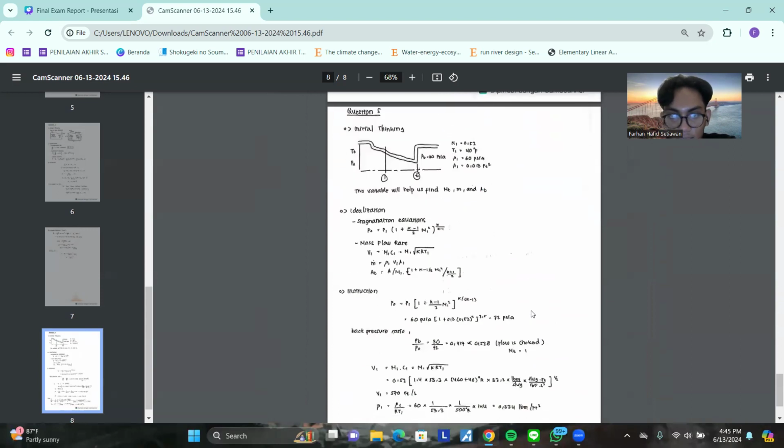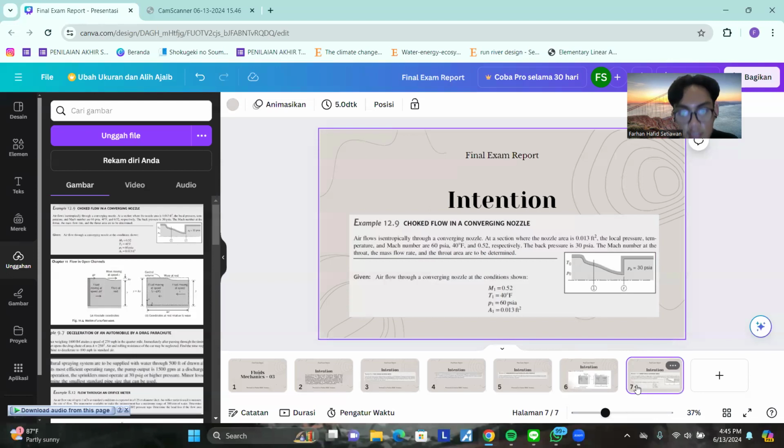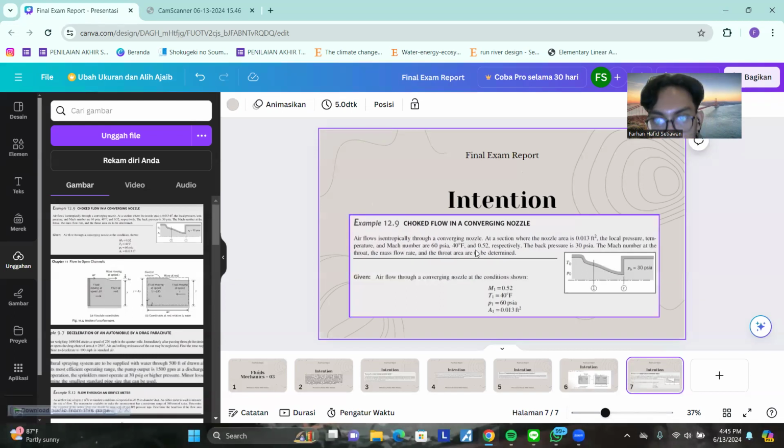So lastly, from question 5, the intention of this question says we determine the choked flow in converging nozzles. As we know, air flows through the converging nozzle. At a section, the nozzle area is 0.013 square feet. The local pressure, temperature, and Mach number are 60 psi, 40 degrees Fahrenheit, and 0.52 respectively. The back pressure is 30 psi. The Mach number at the throat, the mass flow rate, and the throat area are to be determined.